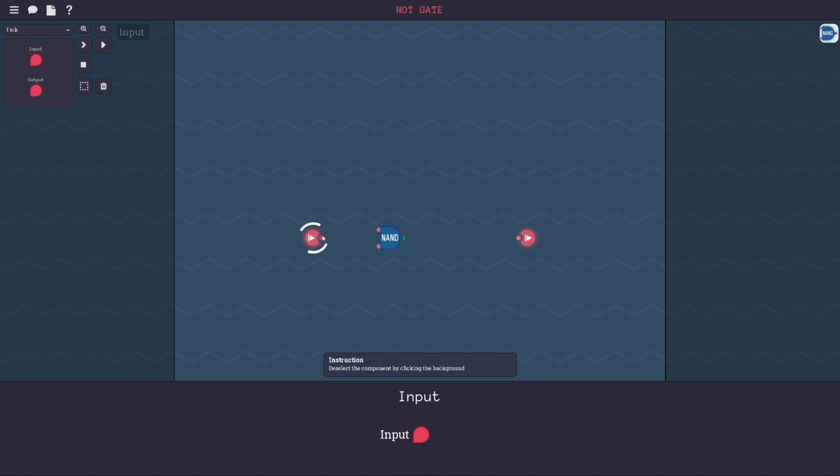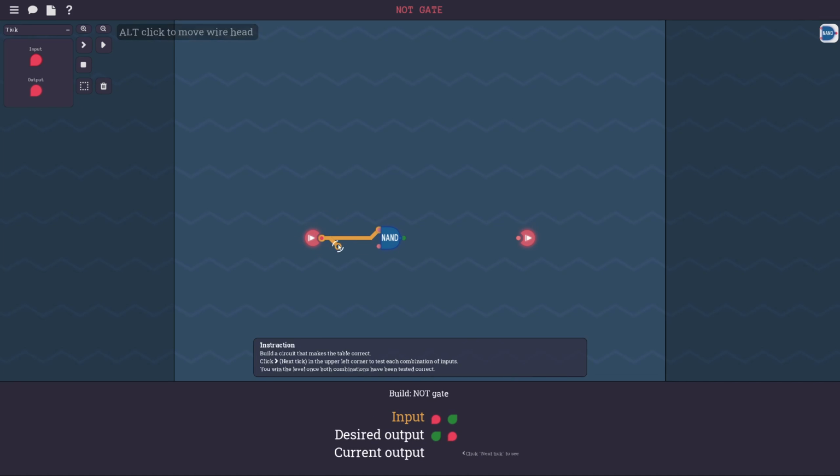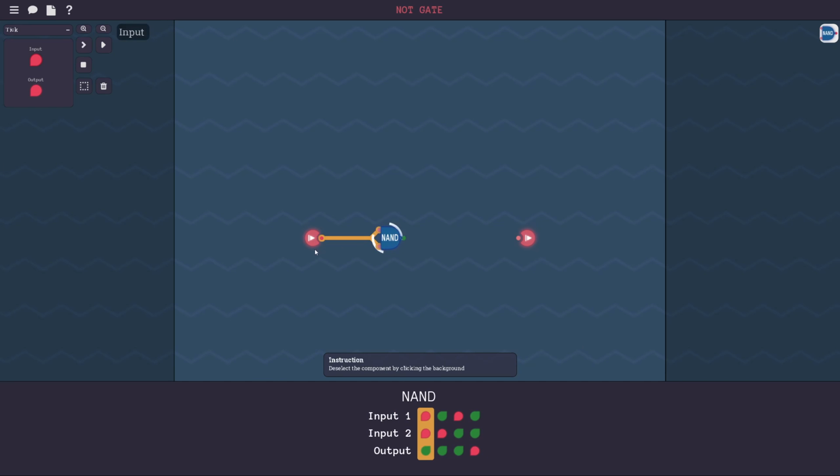So watch what happens if we draw from here to the first input of the NAND and the second input of the NAND. Let's think about what happens. If we were to toggle the input, when it's off, I'm going to say when it's red, that means a low input. When it's green, that's a high input. So if both of the inputs are low, the output is going to be high. But if I toggle this, then now both of the inputs are high and the output is low. So that's inverting the signal.